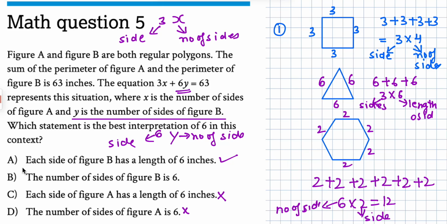So option A is the correct option here: each side of figure B has a side length of 6 inches. Okay, let's move to the next question.